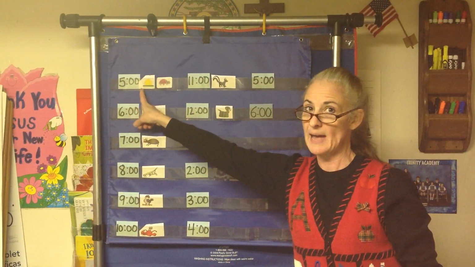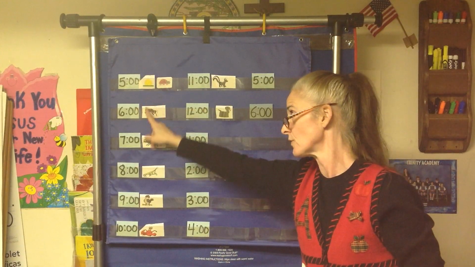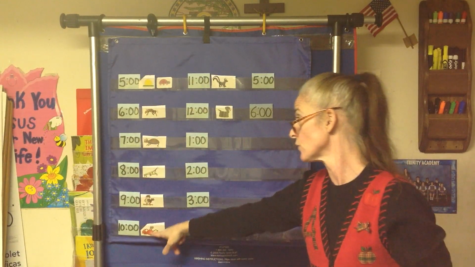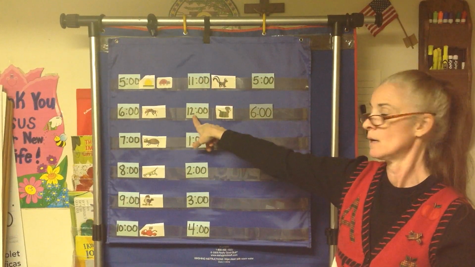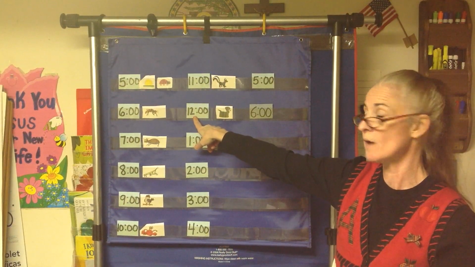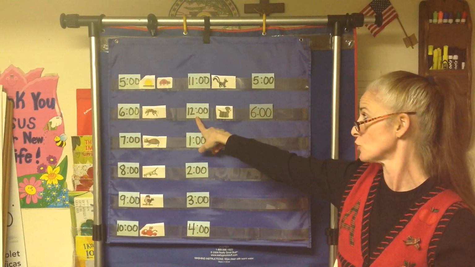So we started at 5 a.m. in the morning. So all of these are a.m. hours. And once we hit midday or noon, 12 o'clock, it becomes p.m., afternoon.